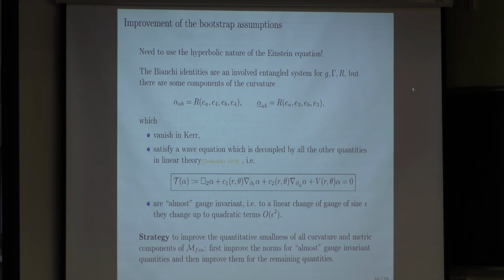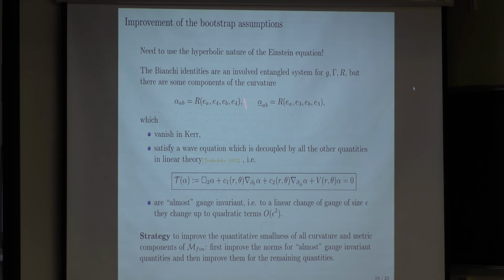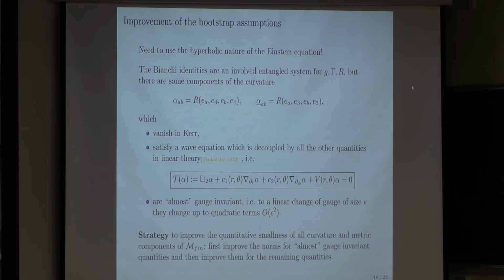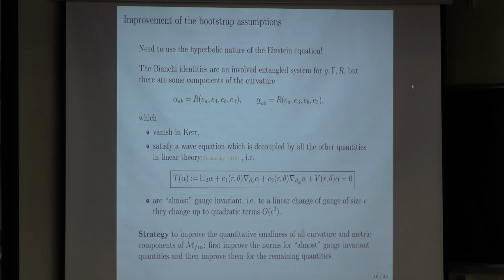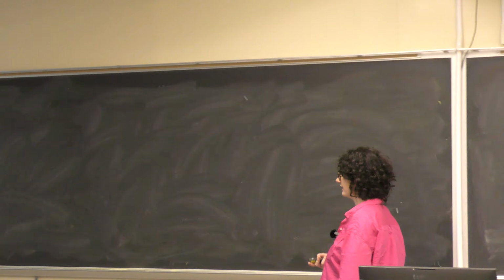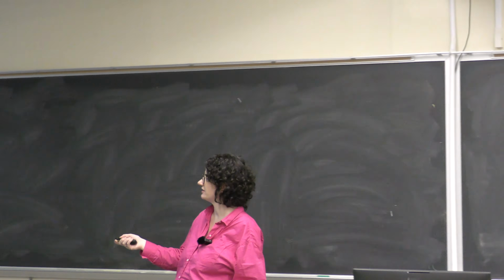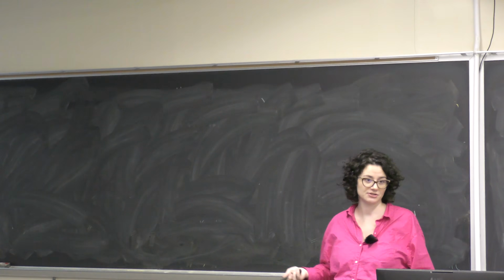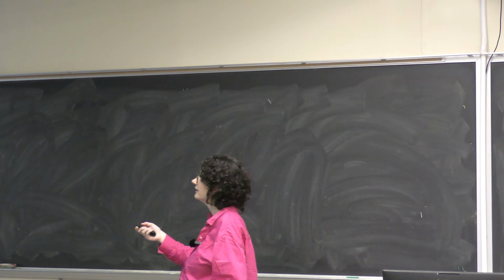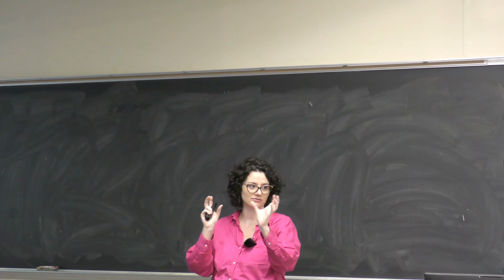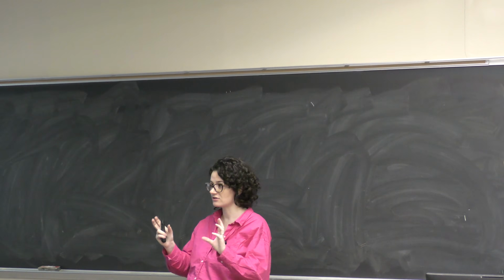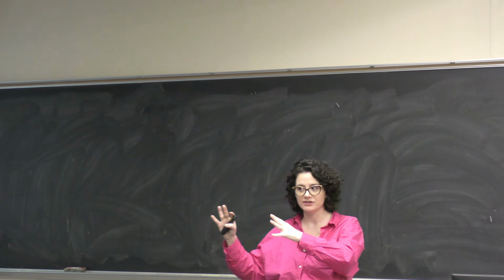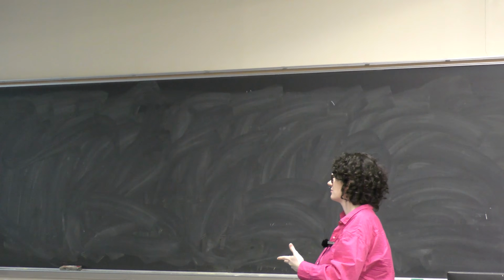And the strategy here will be to first improve the bootstrap assumptions for these quantities, and then use these quantities to improve the bootstrap assumptions for everything else. So how do we do that? Well, in linear theory, this T alpha, this operator, is equal to 0. In nonlinear theory, it is going to be given by quadratic terms, which in general are expressions of this form: those differences between curvature and Christoffel symbols that satisfy the bootstrap assumption. So I hope to be able to govern these nonlinear terms by the bootstrap assumptions themselves.